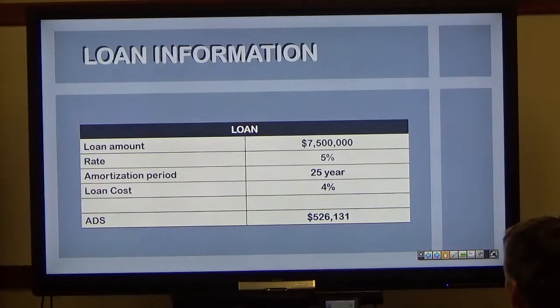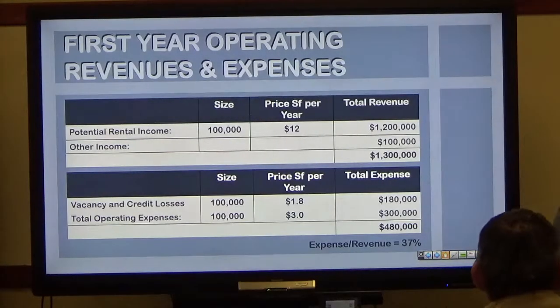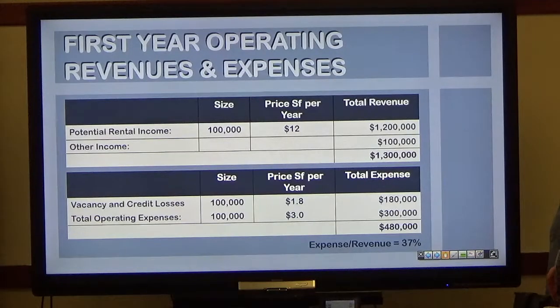Then we get more information about the loan. The loan was 7,500,000, at a rate of 5% over 25 years. It came with a loan origination fee of 4%. We calculate the debt service for the year was 526,131. Okay, that's our income for the first year.